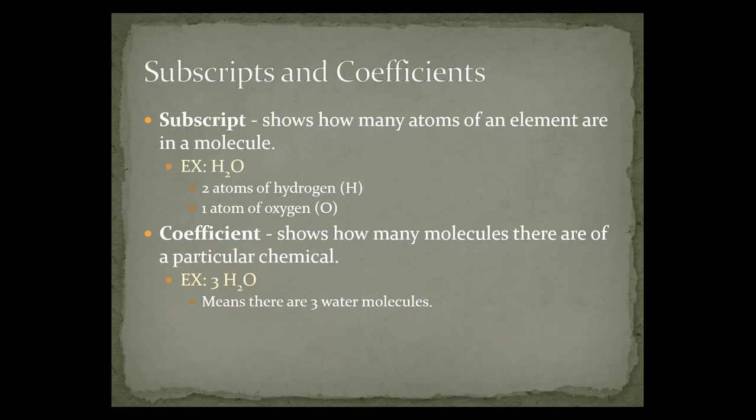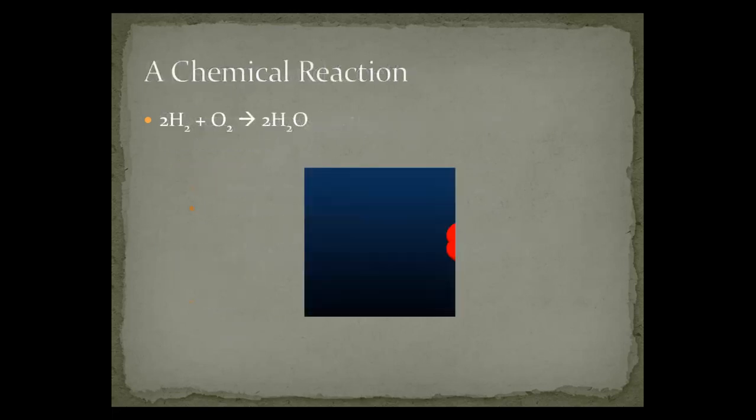So a balanced equation is going to show you subscripts and coefficients being used together to make sure basically there are the same number of atoms on each side. We're basically doing accounting, okay?